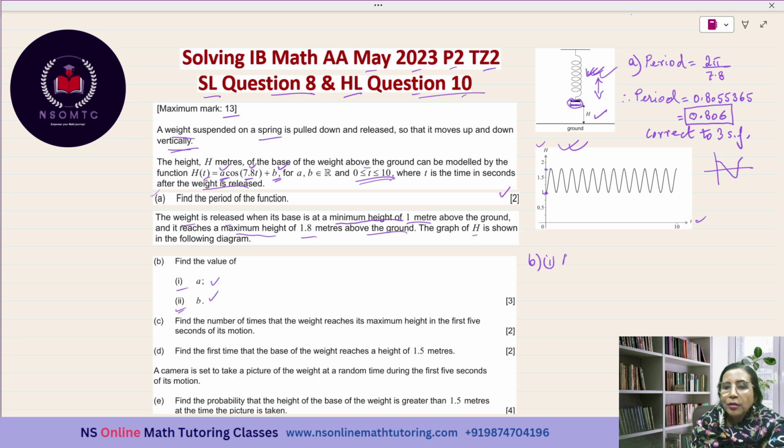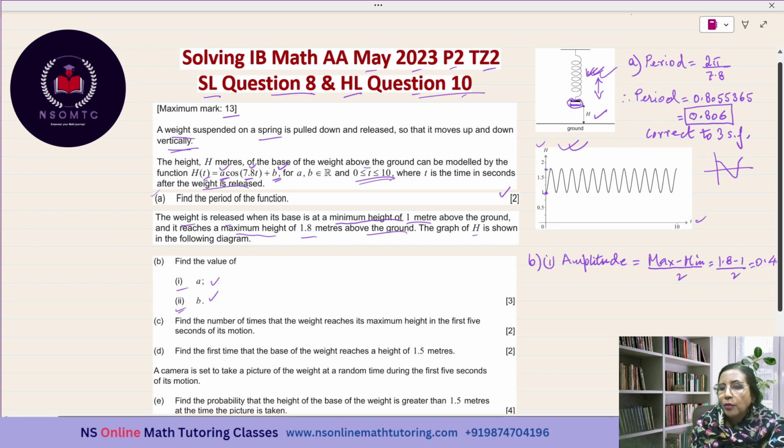The amplitude is a number. It is the magnitude actually. So this can be written as maximum minus minimum over 2. So maximum is 1.8, minimum is 1, over 2. 1.8 minus 1 is 0.8 over 2 is equal to 0.4. Okay. Therefore, A is equal to negative 0.4 because it has undergone the reflection.